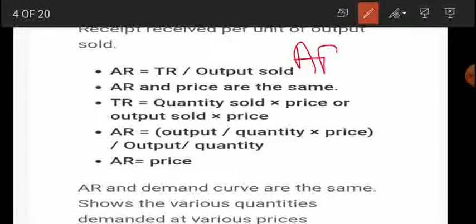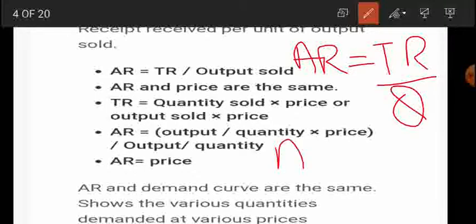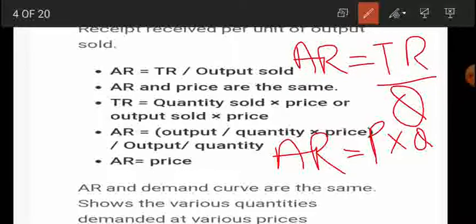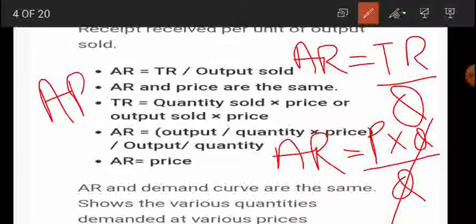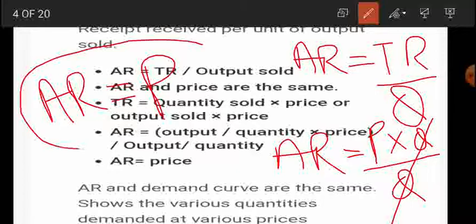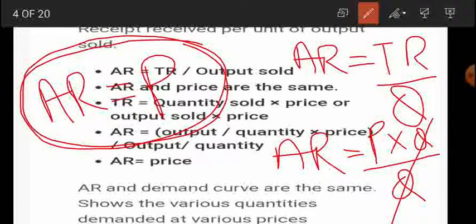AR is equal to TR by Q. As we have studied, TR is equal to P into Q. So on substituting P into Q in place of TR, we will have P into Q by Q. So Q with Q we will cancel. That's why AR is equal to P. So dear students, what is the relationship between average revenue and price? Both are equal. Means average revenue is equal to price of a commodity. What is the relationship between AR and P?